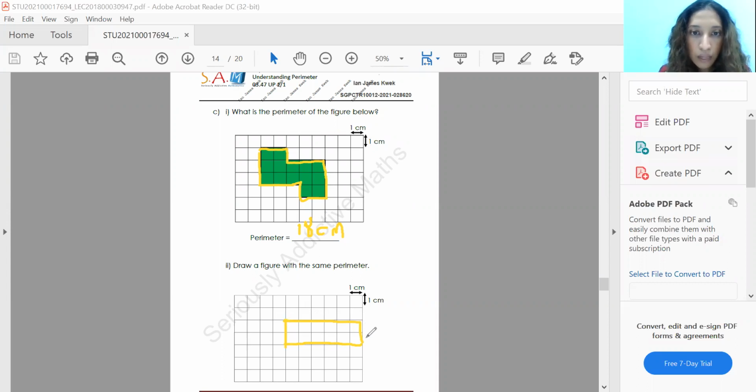Okay. Let me count that again. 1 to 16. Okay, so this is wrong too. So we need to draw such that we get 18. So instead of doing 8 by 2 and 6 by 2, those are wrong, right? So let us try 7 by 2.